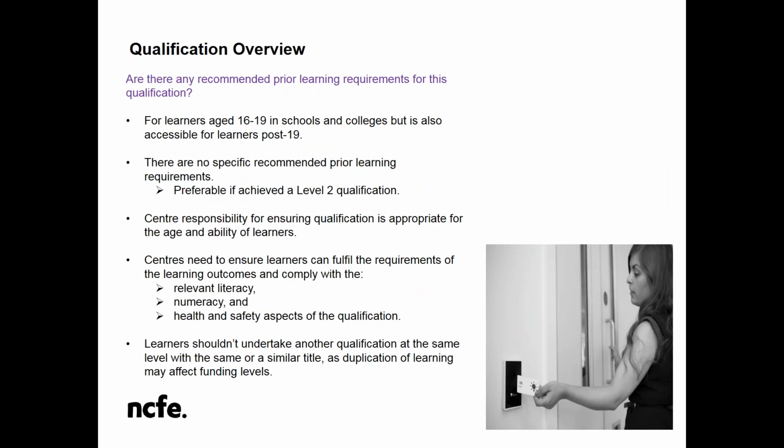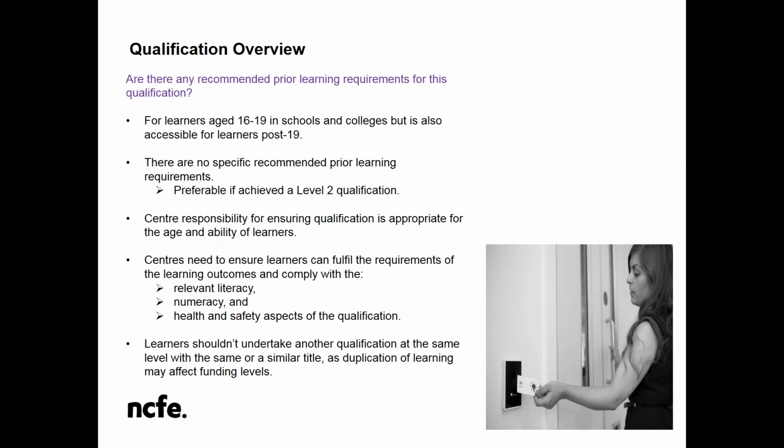Okay, in terms of the recommended prior learning requirements, basically the qualification is aimed at learners from 16 to 19, in schools and colleges, but it is still accessible for post-19 learners. We don't actually set any specific recommended requirements, but it is preferable if learners have achieved a level 2 qualification.